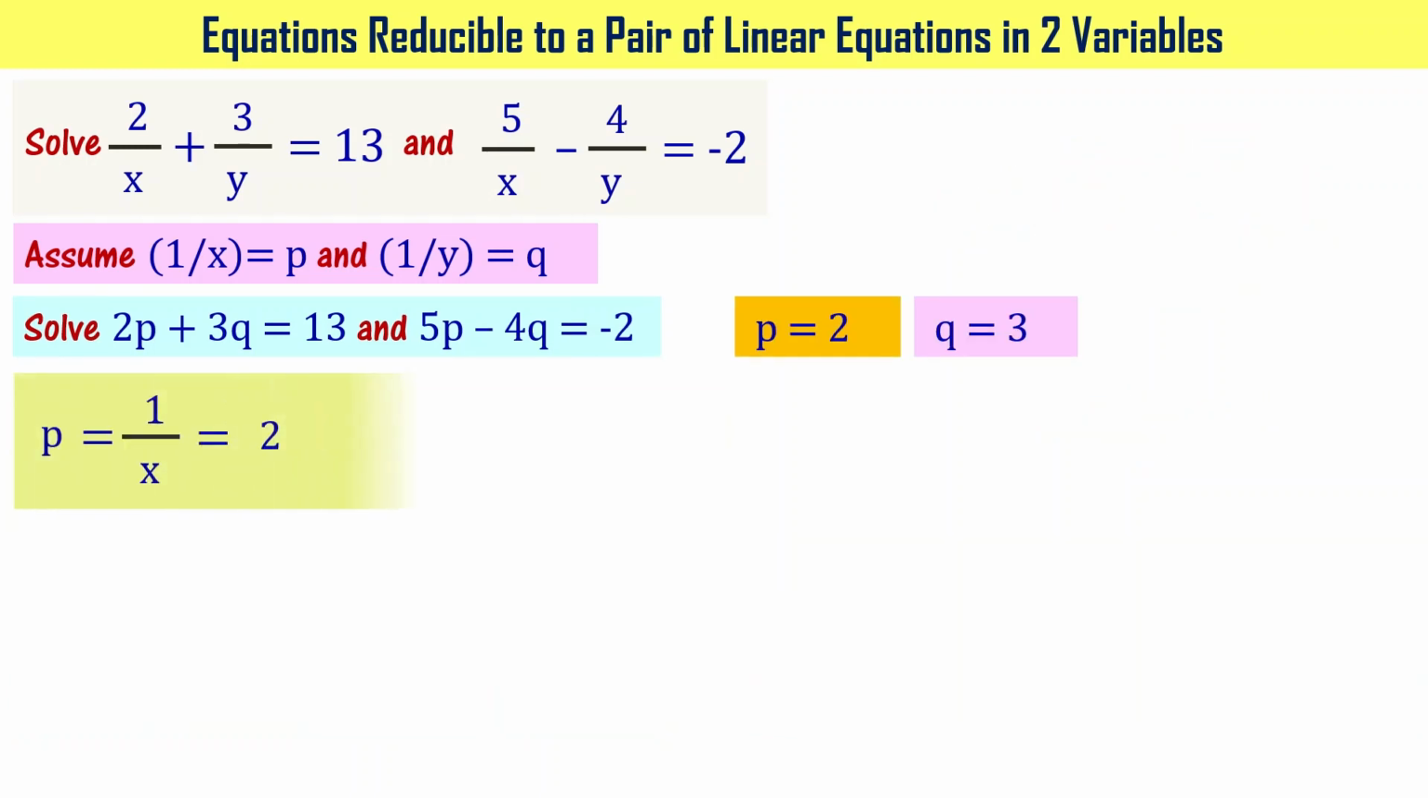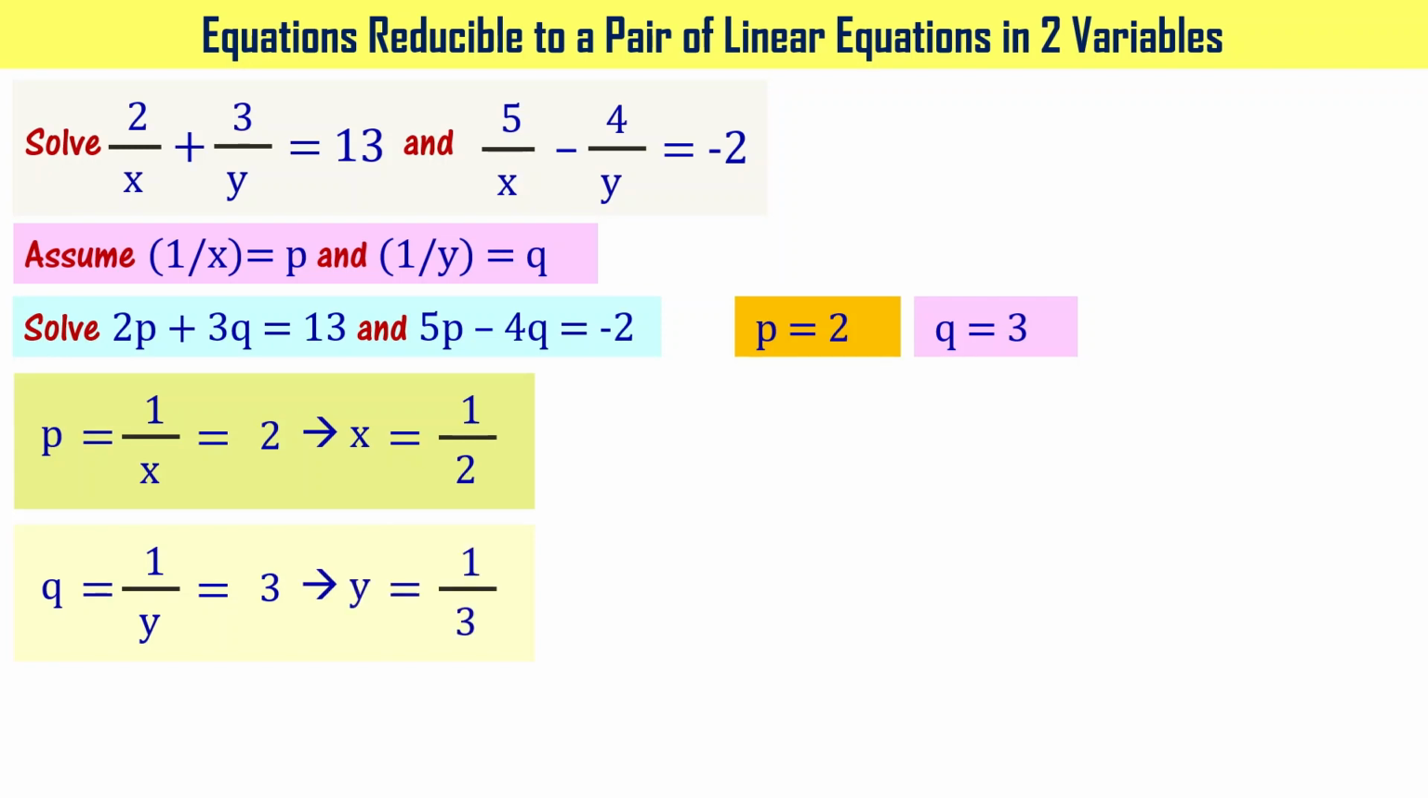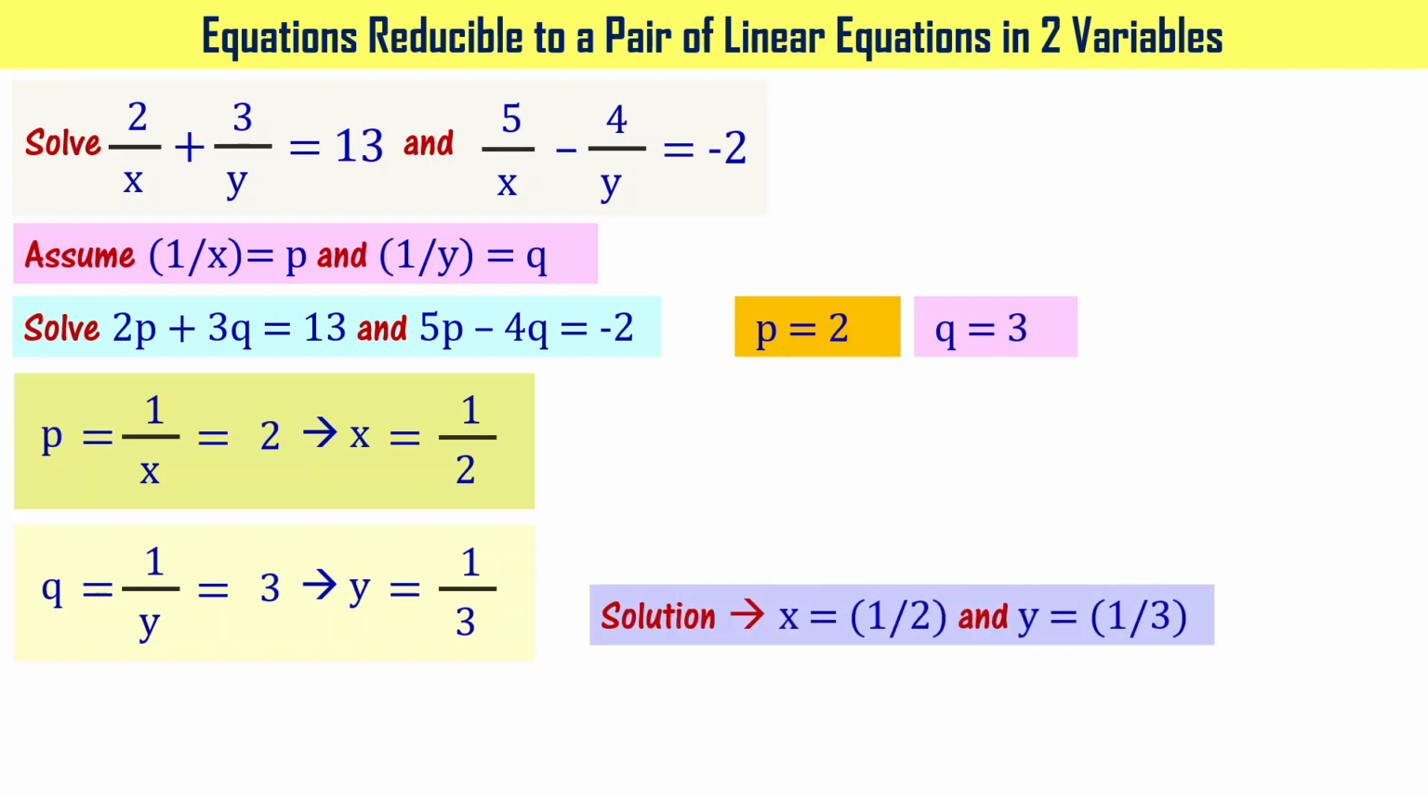Now we know that p is assumed as 1 by x, and we got value of 2 for p. It means 1 by x equal to 2. In other words, we can write it as x equal to 1 by 2, right? Similarly, we know q equal to 1 by y equal to 3. Rearrange this equation such that you get y equal to 1 by 3, right? The solution to the given pair of equations, those are nonlinear equations, is x equal to half and y equal to 1 by 3.